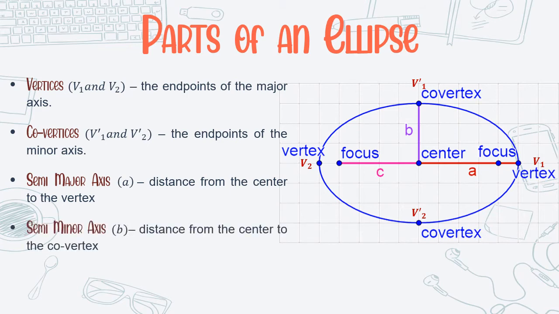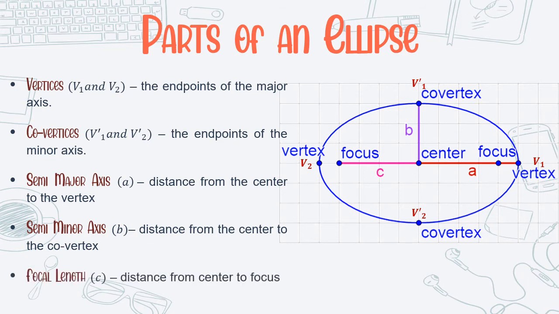We also have the semi-minor axis, which is the distance from the center to the co-vertex, which as you can see, is denoted by b. Again, the semi-minor axis is also half of the minor axis.